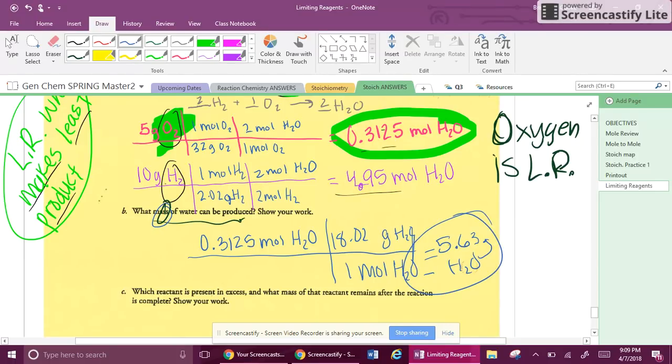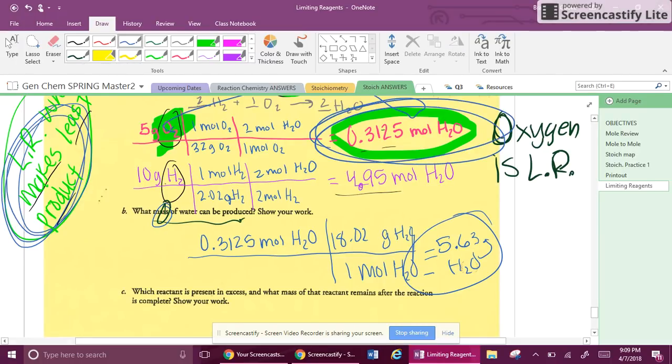So just real quick, what did I just do? I know that oxygen is my limiting reagent. It's the one who determines how much product is made. And it determined that this is how many moles of product was made. But the question didn't want moles, it wanted mass. So I needed to just take this number, convert it to grams, and there's my answer.